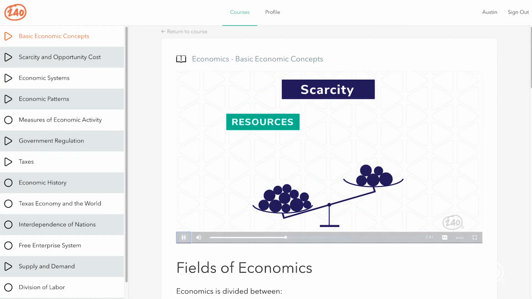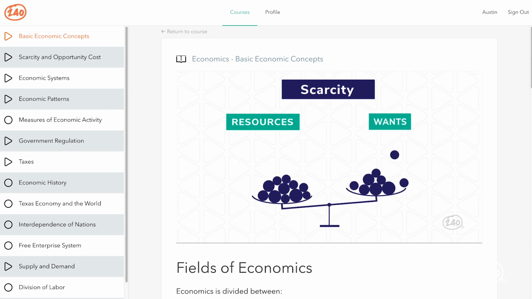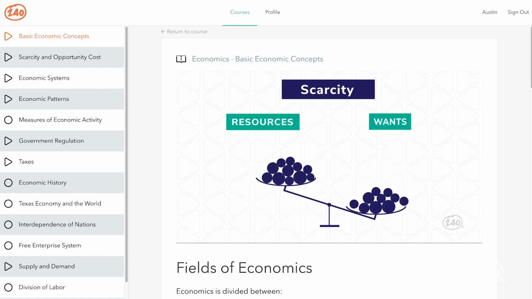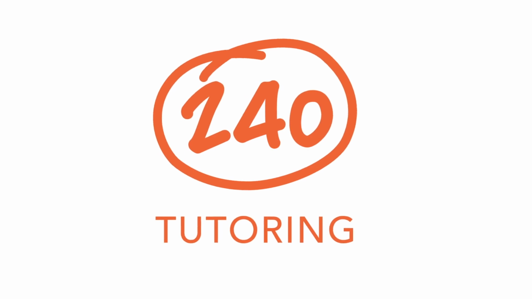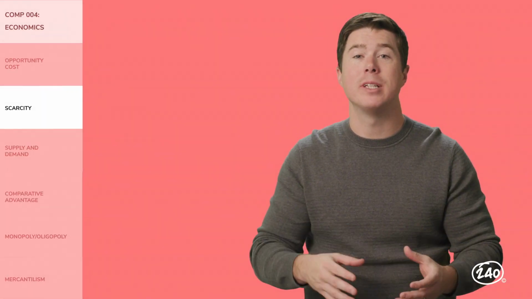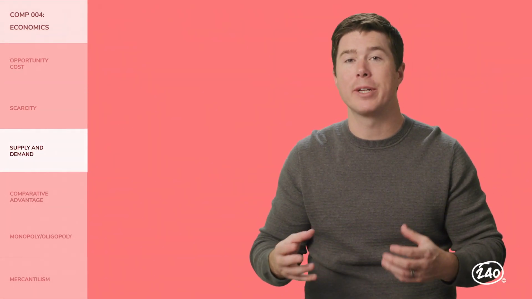Humans never have enough of what they want. Our wants always exceed our resources. Even the richest man in the world only has 24 hours in a day. This creates scarcity. The third concept is going to be supply and demand, and it's a really basic economic concept.